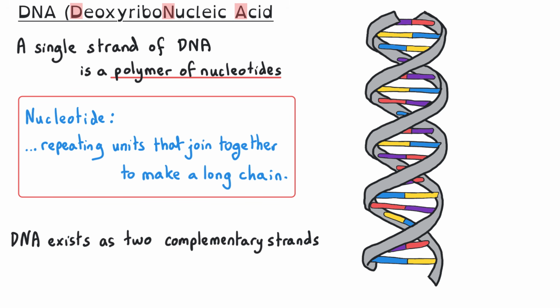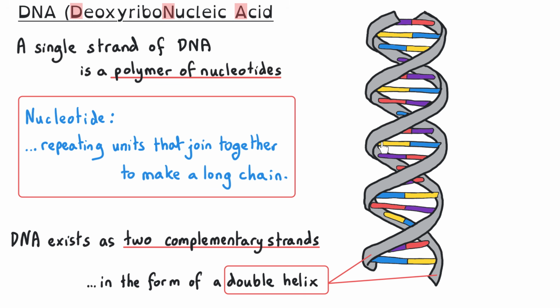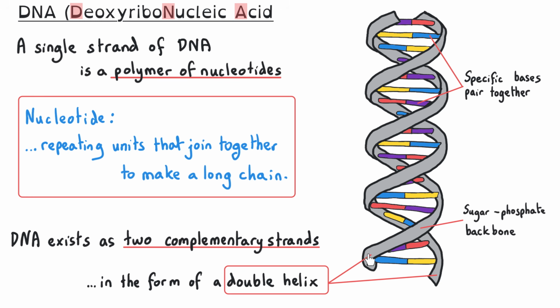Instead, 2 complementary strands wind around each other to form a double helix, which is this iconic spiral shape that you can see here. Each strand carries a sequence of bases, and because the strands are complementary, one strand effectively acts as a template for the other. The bases face inwards, pairing specifically between the 2 strands, while the sugar phosphate backbones twist around the outside to give DNA its stable coiled structure.